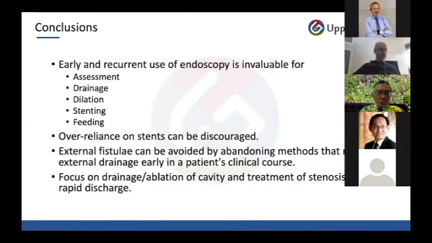So in conclusion, just inside time, I think early and recurrent use of endoscopy is invaluable for assessment, drainage, dilatation, stenting and feeding. Over-reliance on stents can be discouraged these days because we've got alternate technologies. And I think we can avoid external fistula by abandoning methods that prolong external drainage. And when we're treating these patients, we want to focus on drainage, ablation of the cavity and treatment of stenosis, preferably aiming for a rapid discharge. Thanks very much for your time.